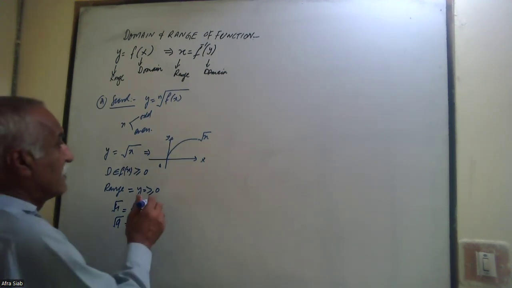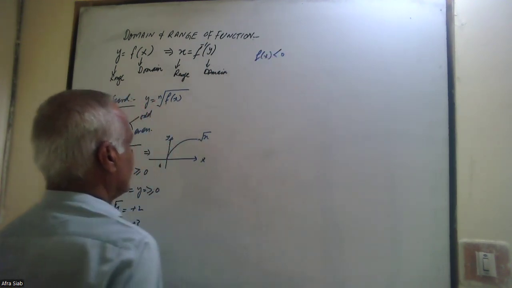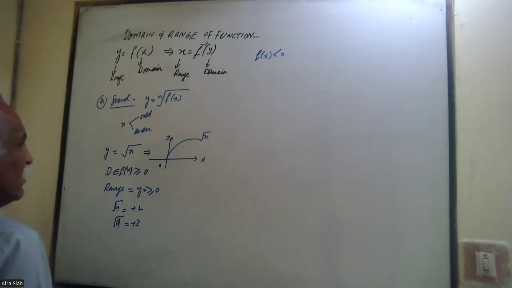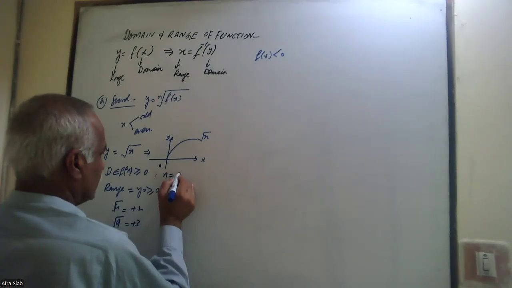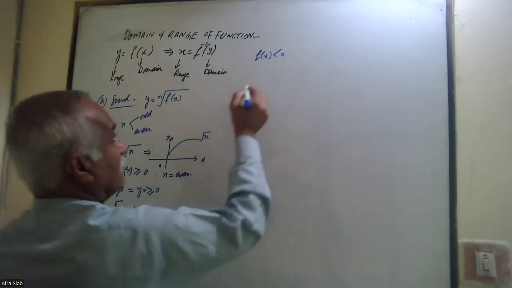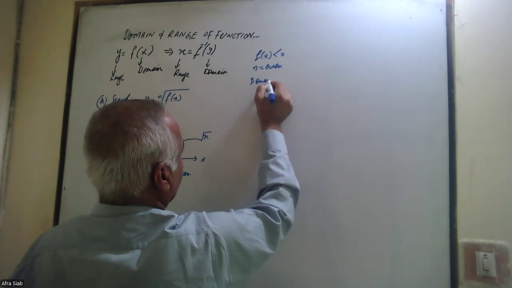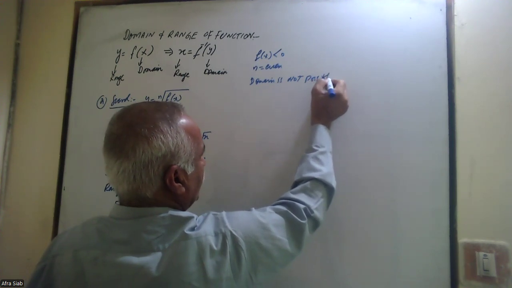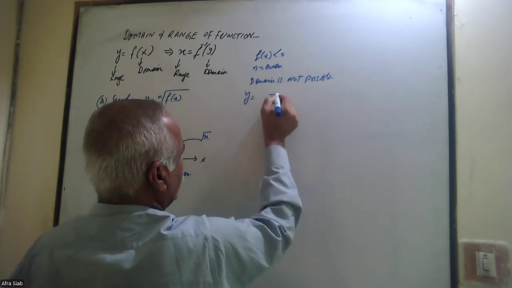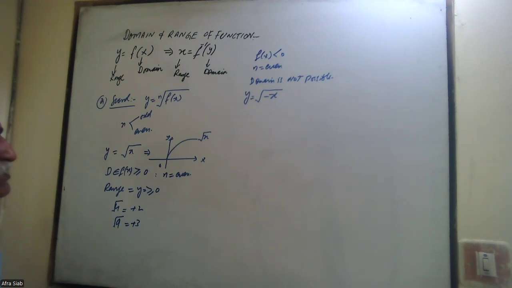If f of x is negative, this negative means less than 0, and n is an even value, then the domain is not possible. So there will be no domain for the function y is equal to square root of minus x, because the square root of negative values is not possible.